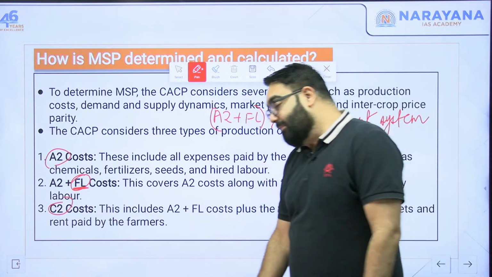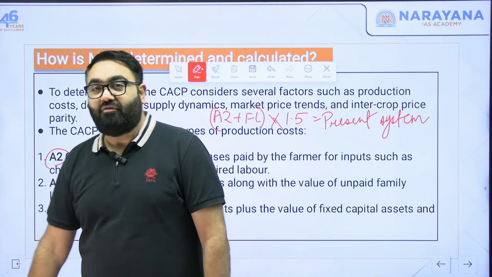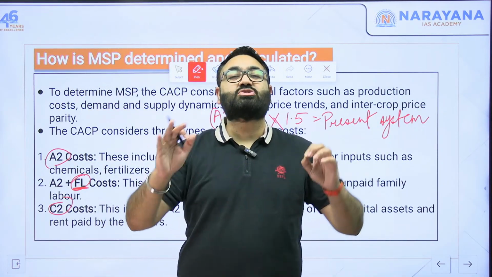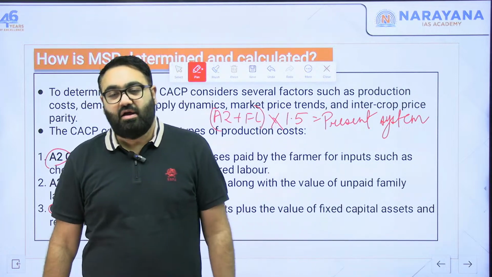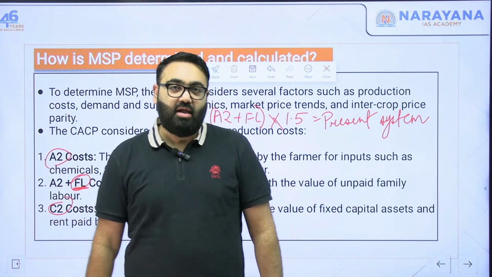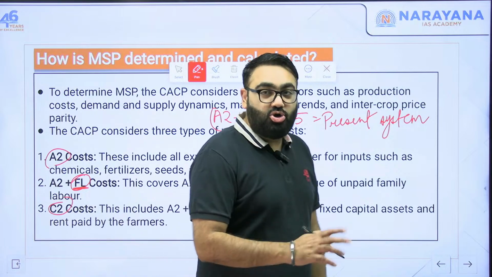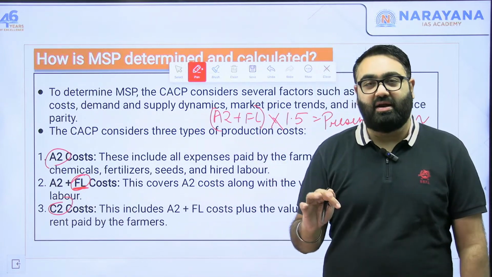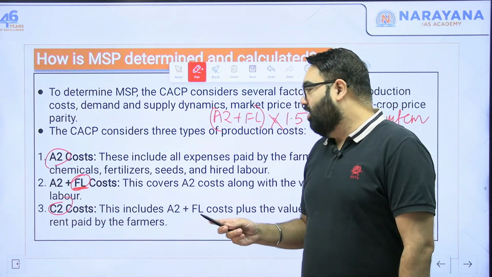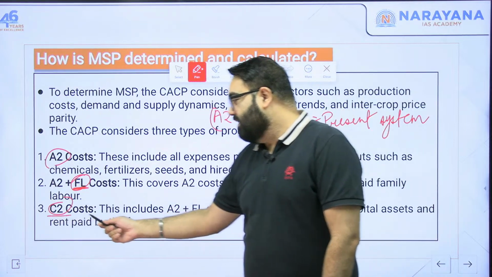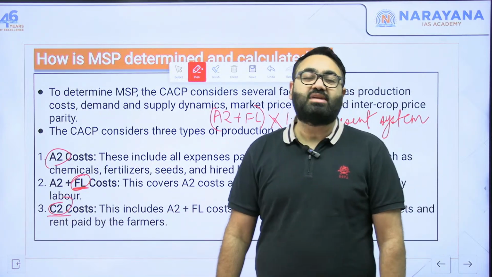Now, the farmers are not happy with it. Why? The farmers want something else to be added in this. What is it that the farmers want? Farmers want that not 2 but 3 components should be added. The third component is called C2. What is C2? C2 is rental cost.